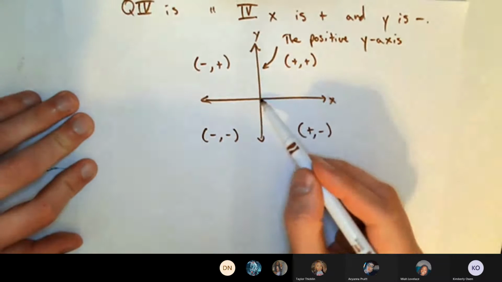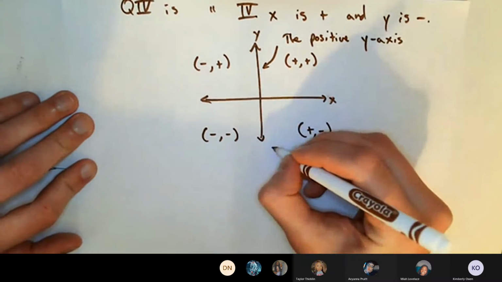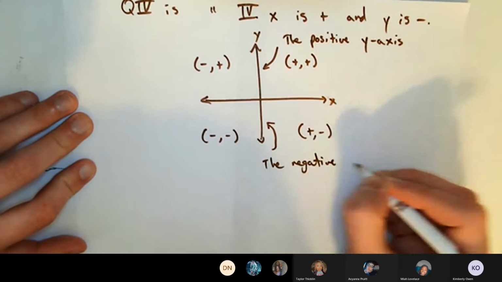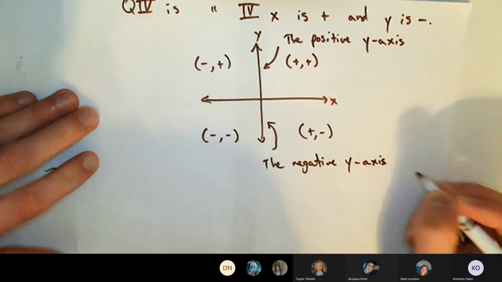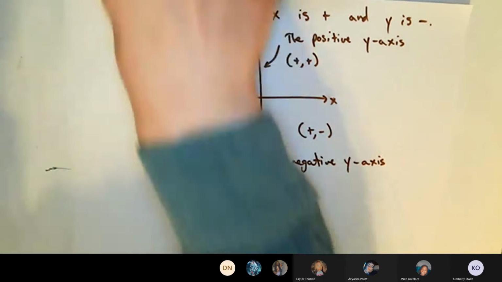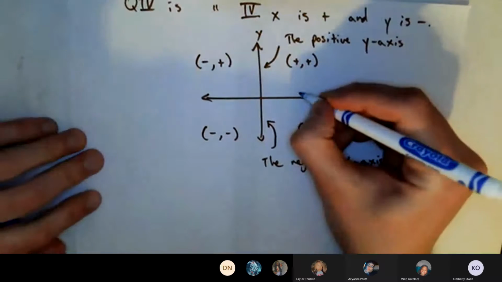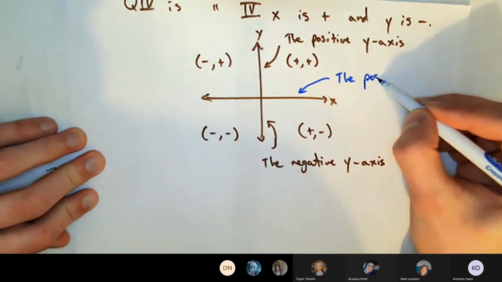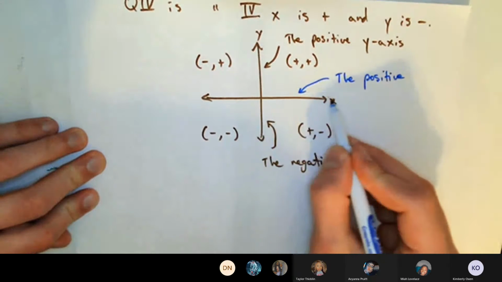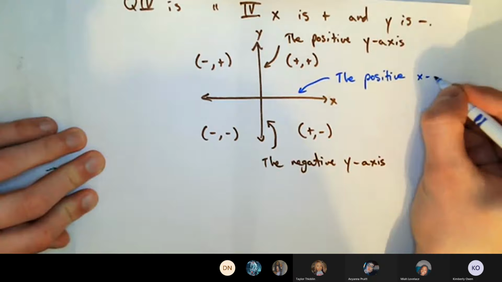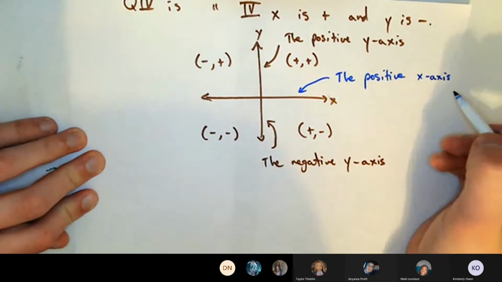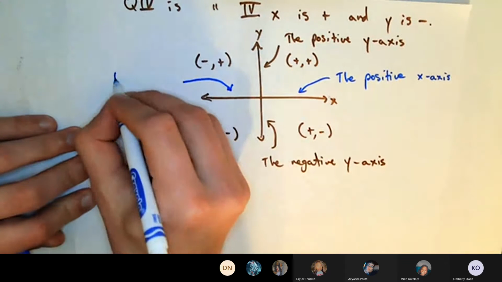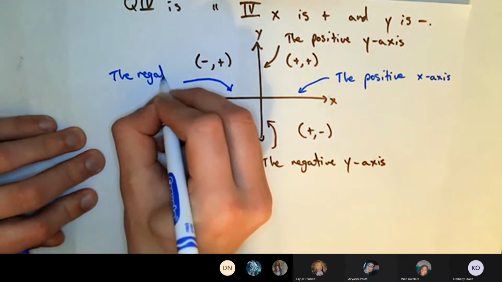And then once you pass this point where it starts to become negative, this is the negative y-axis. And just because the picture is starting to get cluttered, I'm going to change colors just so you can see it a bit better. This is the positive x-axis. This piece here is the positive x-axis. And this piece over here is the negative x-axis.